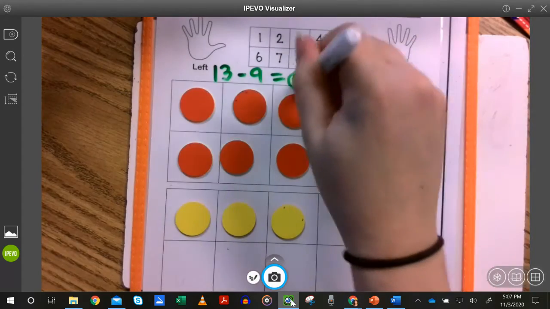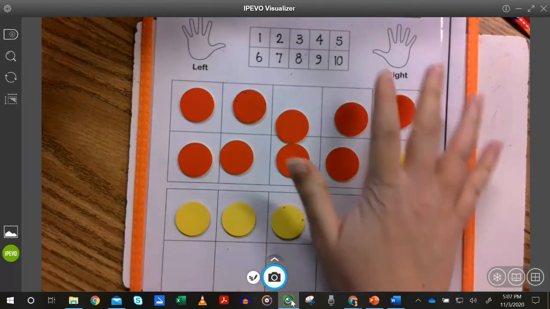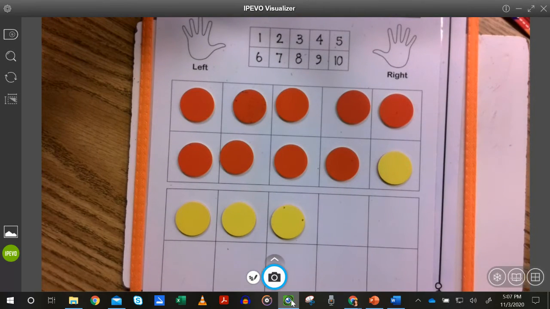Okay? A little bit abstract thinking. A little tricky on the brain. But again, if you know your groups of 10, that's going to make it a lot easier.